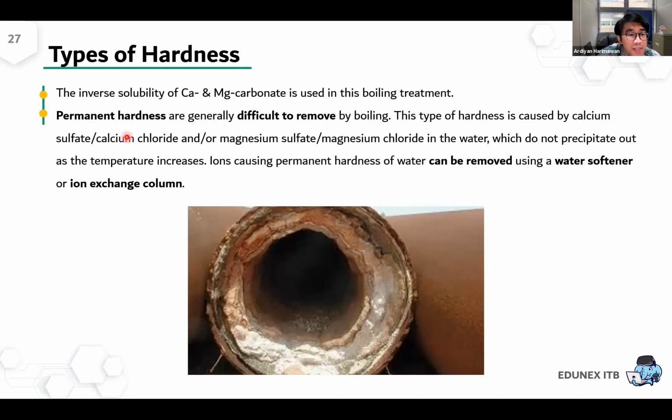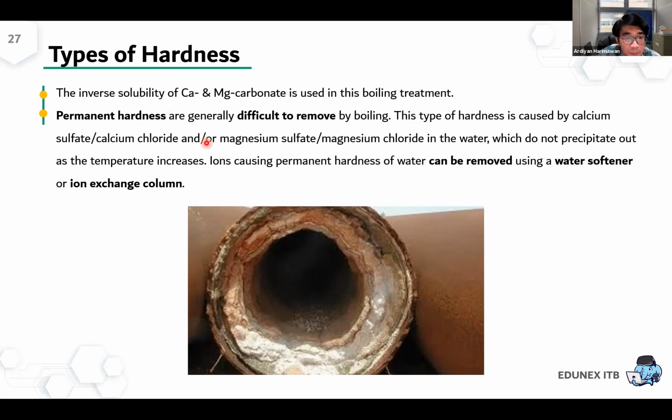Vice versa, permanent hardness, or kesadahan tetap. This permanent hardness is generally difficult to remove by boiling. This type of hardness is caused by the same calcium and magnesium, but the anion will be sulfate or chloride. So it can be in the form of calcium sulfate, calcium chloride, magnesium sulfate, or magnesium chloride. It will not precipitate if you boil the water. That's why we call it permanent hardness.